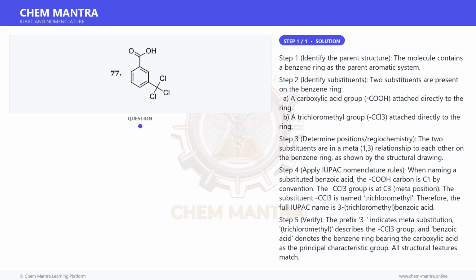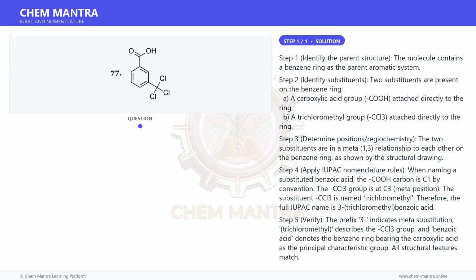The COOH carbon is C1 by convention. The CCl3 group is at C3, the meta position. The substituent CCl3 is named trichloromethyl. Therefore, the full IUPAC name is 3-trichloromethyl benzoic acid.